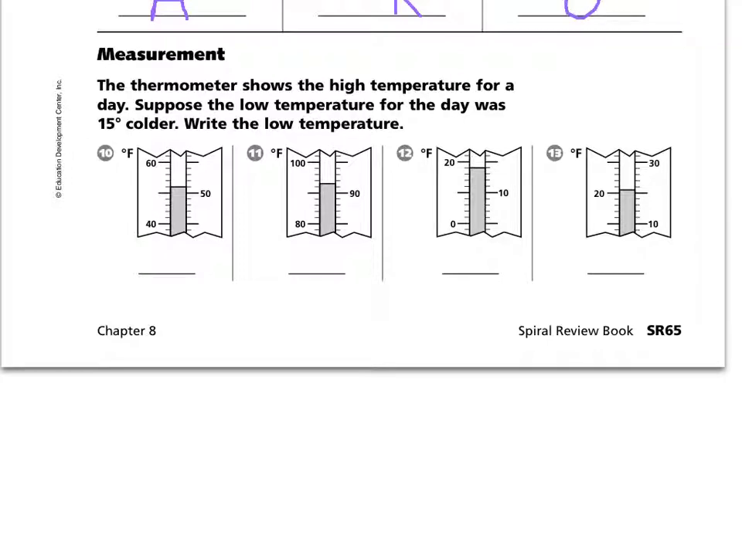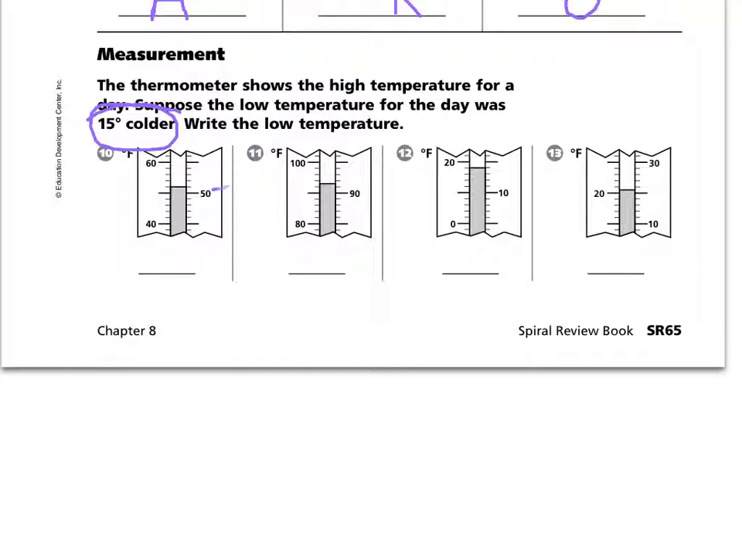For measurement, the thermometer shows the high temperature for a day. Suppose the low temperature for the day was 15 degrees colder. Write the low temperature. You first want to find out what the temperature for the day is. Then you're going to find the difference by subtracting 15 degrees to find the low temperature. Keep 15 degrees colder for the low temperature in mind.